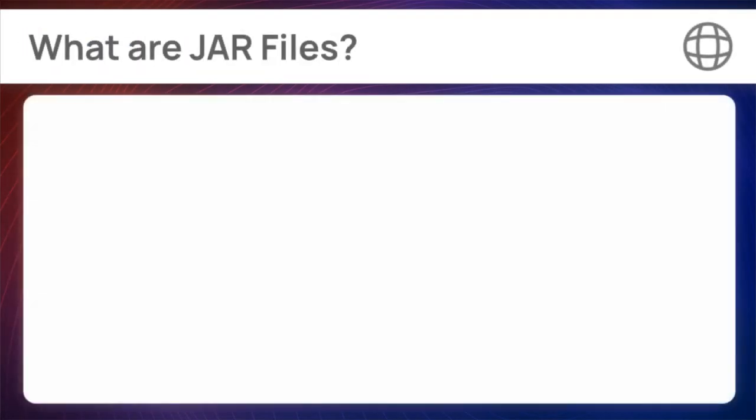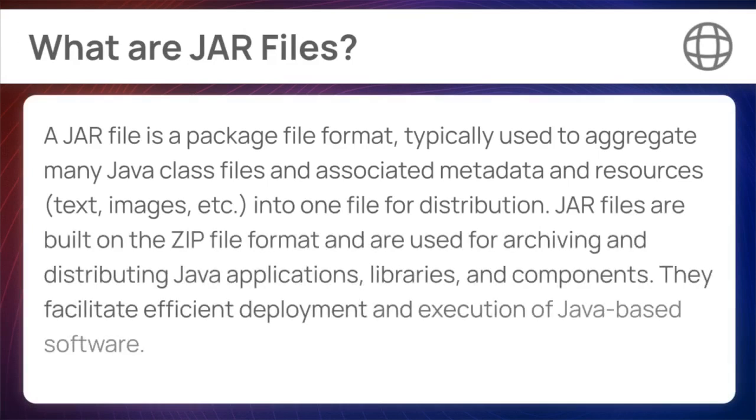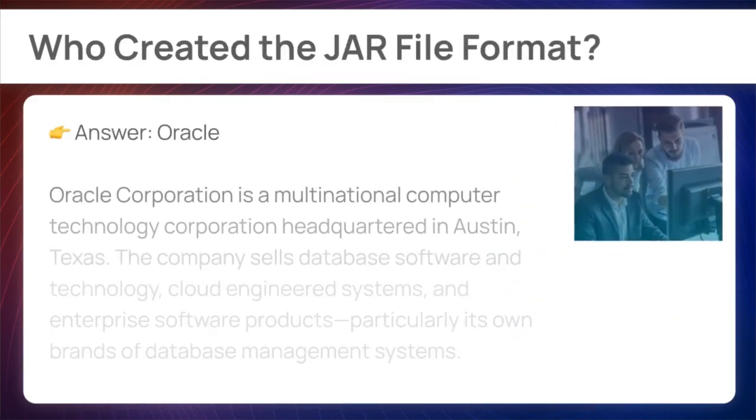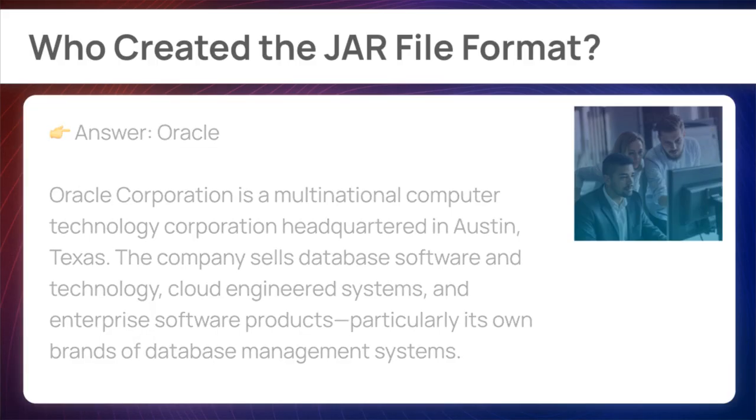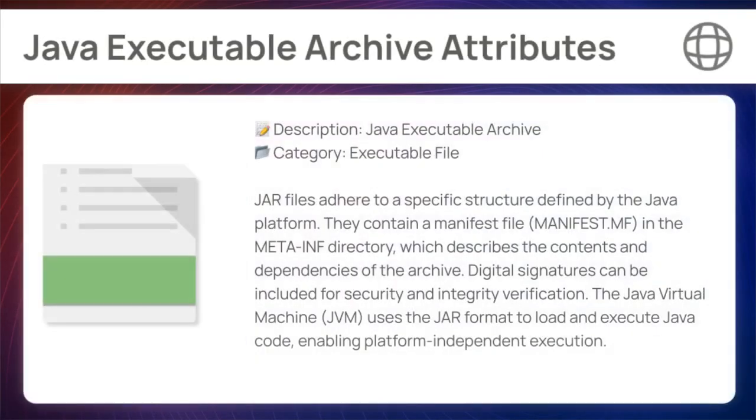A JAR file is a package file format, typically used to aggregate many Java class files and associated metadata and resources, text, images, etc., into one file for distribution. JAR files are built on the zip file format and are used for archiving and distributing Java applications, libraries, and components. They facilitate efficient deployment and execution of Java-based software. JAR files adhere to a specific structure defined by the Java platform.